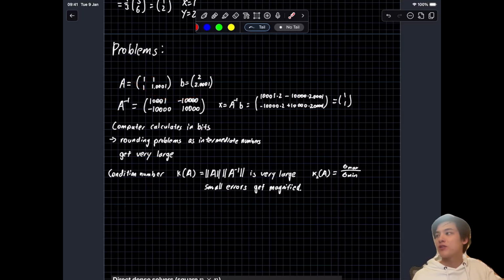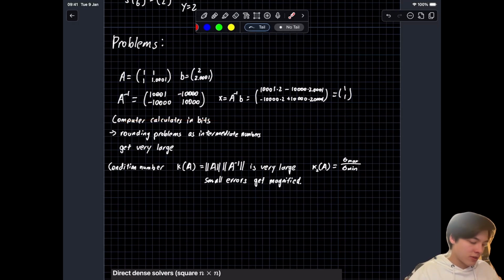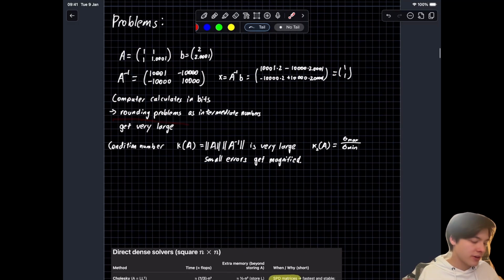And this is a problem for the computer because the computer does not use accurate numbers, there are always some rounding issues. Numbers are represented with bits, so especially decimal places will not be accurate. And if these are huge, we will get larger errors. Oh, that's what I tried right here. So yeah, the rounding problems are very large.